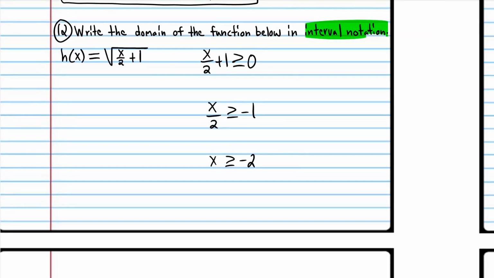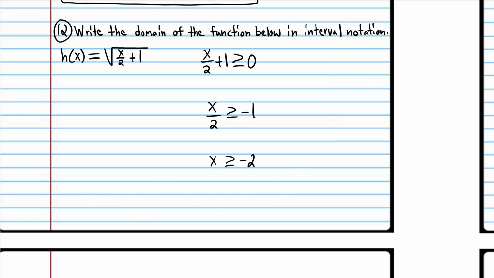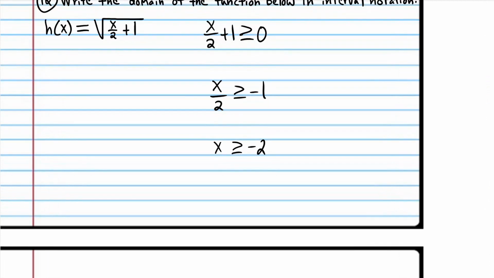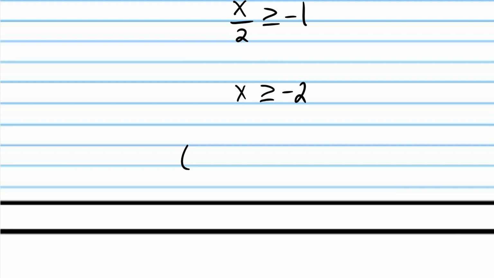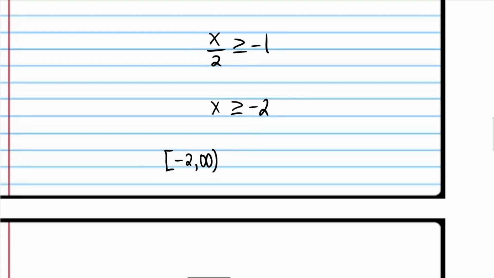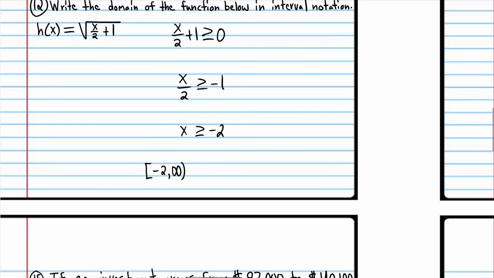So it says to write the domain in interval notation, so be careful about that. If you write the domain in the wrong notation, then you're going to lose a lot of points. So in interval notation, we say the domain is all numbers between -2 and infinity, and it's greater than or equal to, so we have to write a bracket, which means that the inputs can be equal to -2 or greater than -2. So if you got that one right, good job.